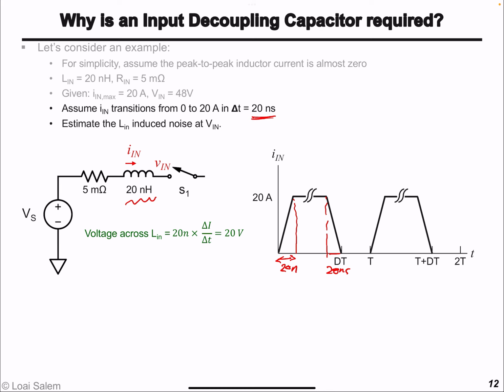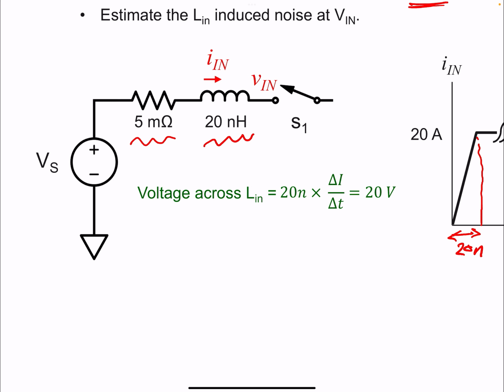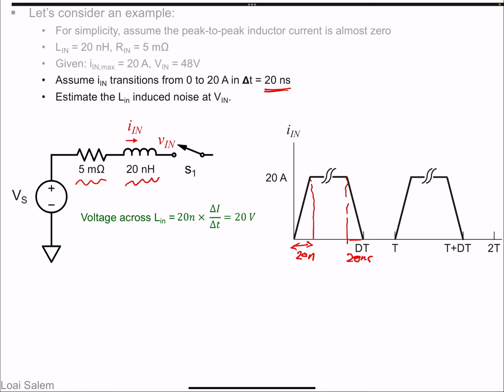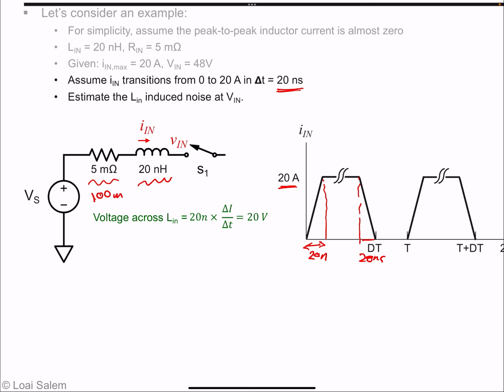First of all, if we look at the voltage drop across the 5 milliohm, it's basically a DC value every time the current reaches 20, so it will be 20 times 5, which is 100 millivolts. Which is not a big deal if we compare it to V_S, which is 48 volts.